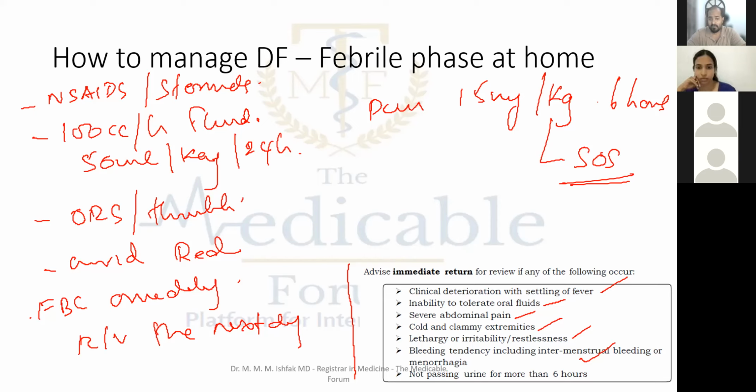Not passing urine for 6 hours is also very important. One reason could be poor oral intake because they are not tolerating. Another is that even though they are taking orally, they are leaking so much that their renal perfusion is so less, right?